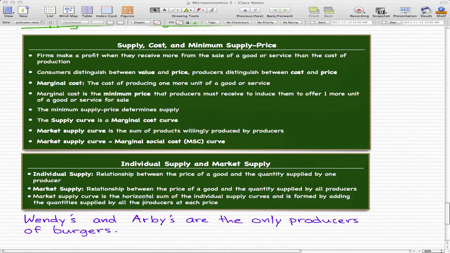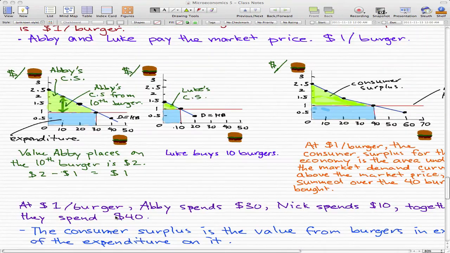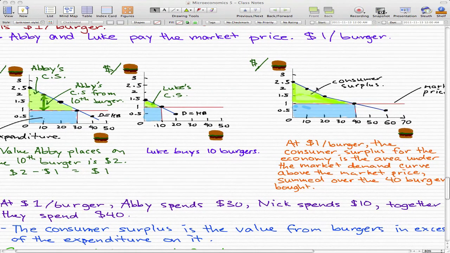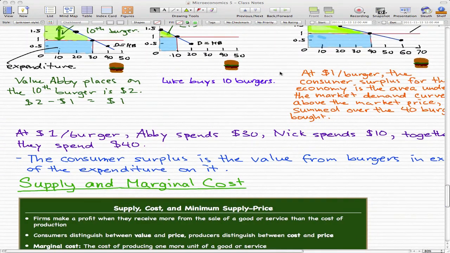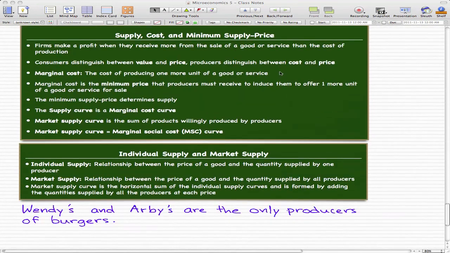Now, the market supply curve is the horizontal sum of the individual supply curves and is formed by adding the quantity supplied by all the producers at each price. And that is pretty similar to the market demand curve that we have here. I'm sure that even without going through the example in the next video, you already have a faint idea of how it's going to look.